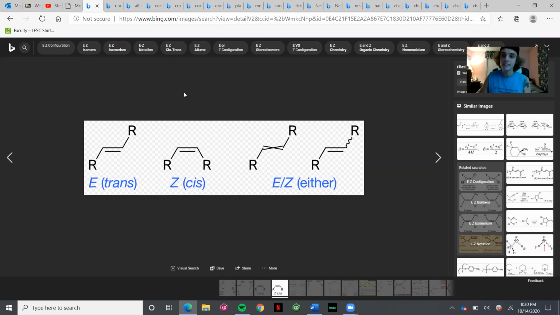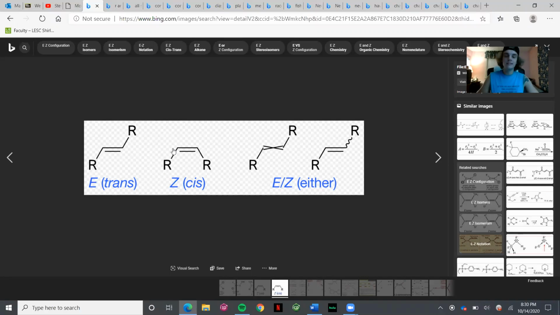Anyhow, E and Z just refers to double bonds, and so with a double bond, you can have this kind of configuration, if you follow my mouse, called trans, or you have this kind of configuration called cis. And we call it trans because each side of the double bond, the main group is in the opposite direction. And on this side, it's cis because they're in the same direction.